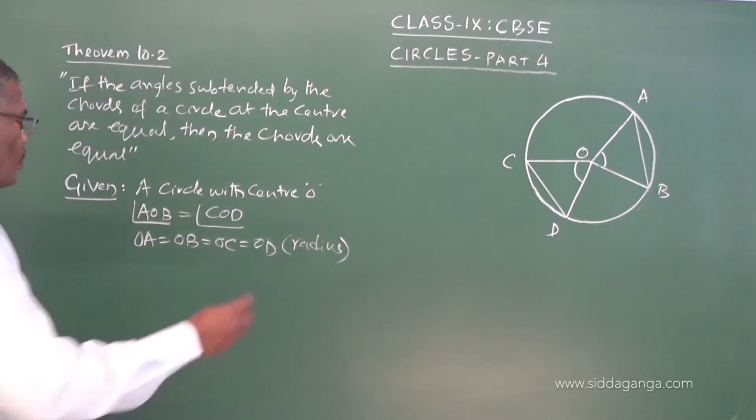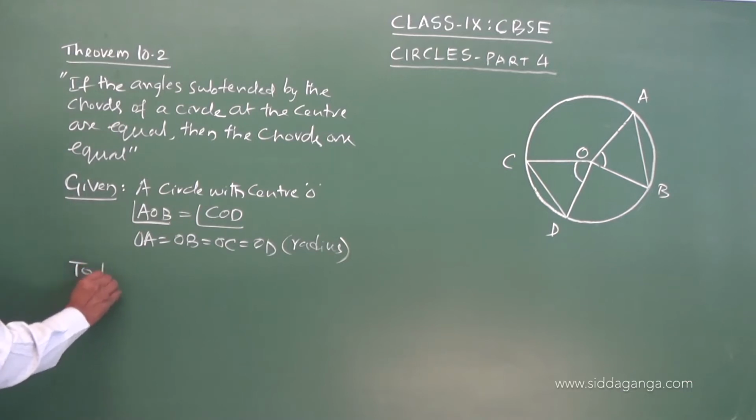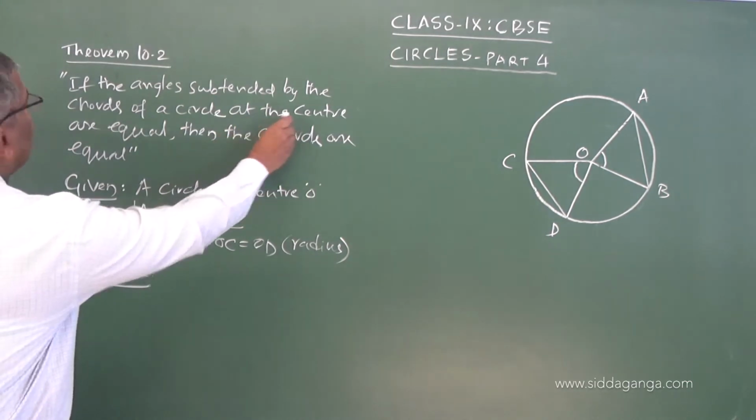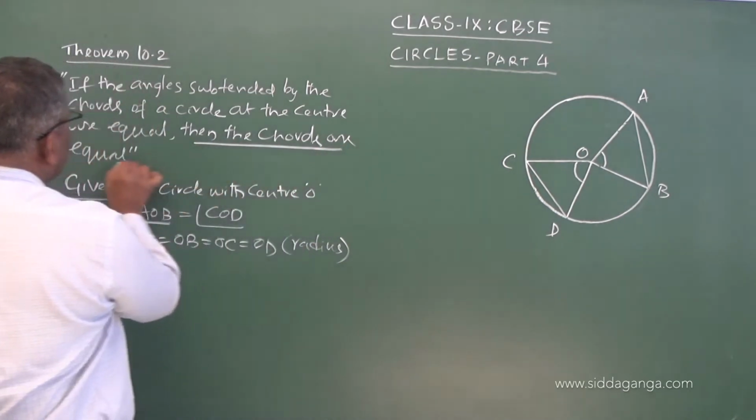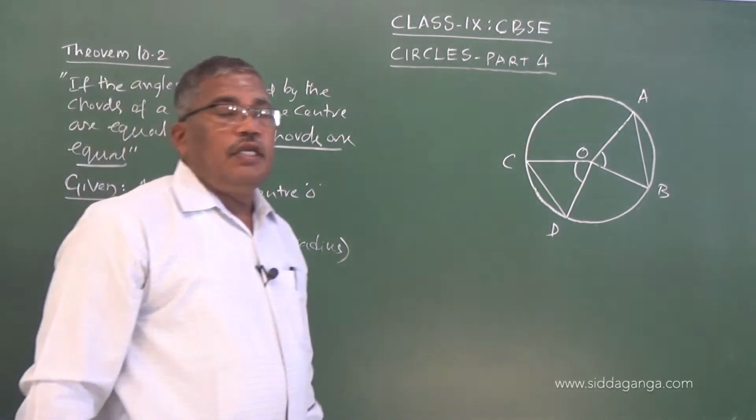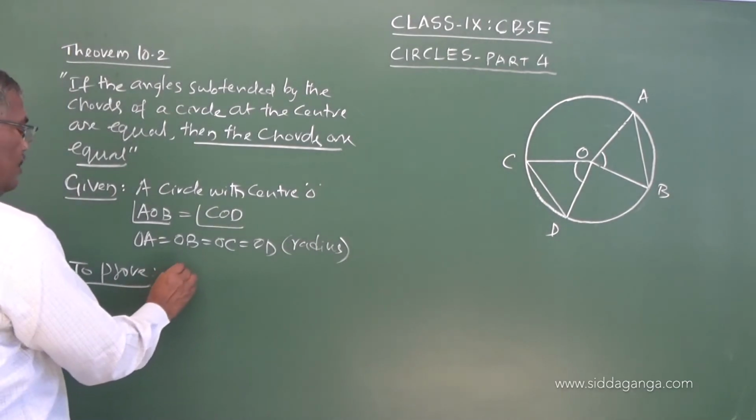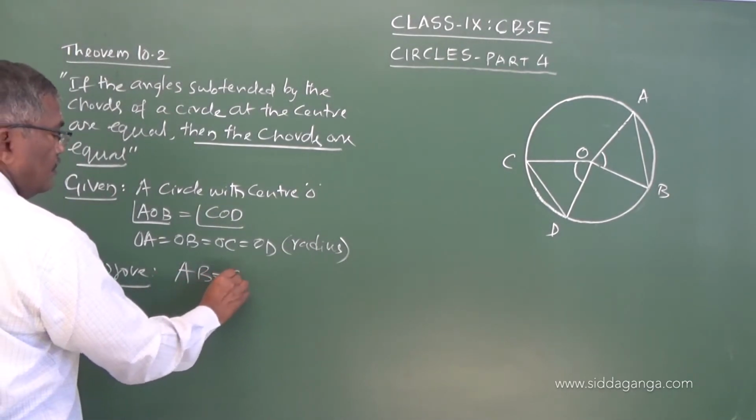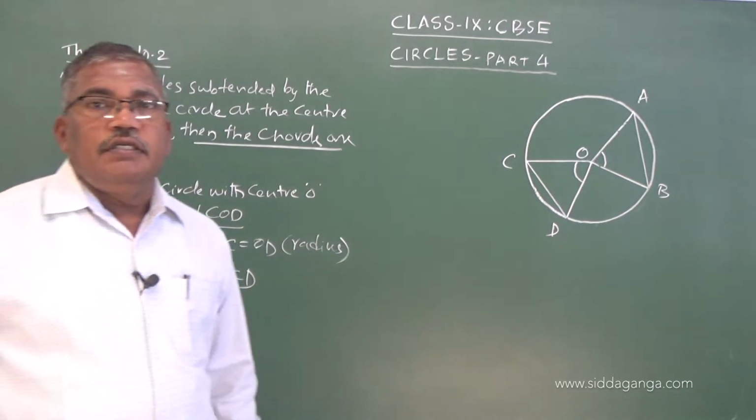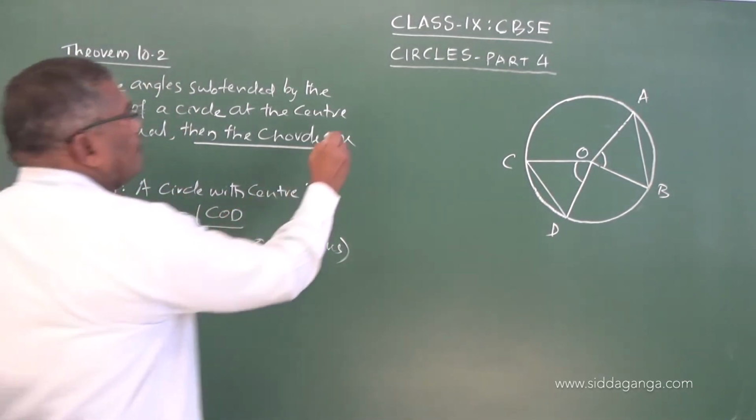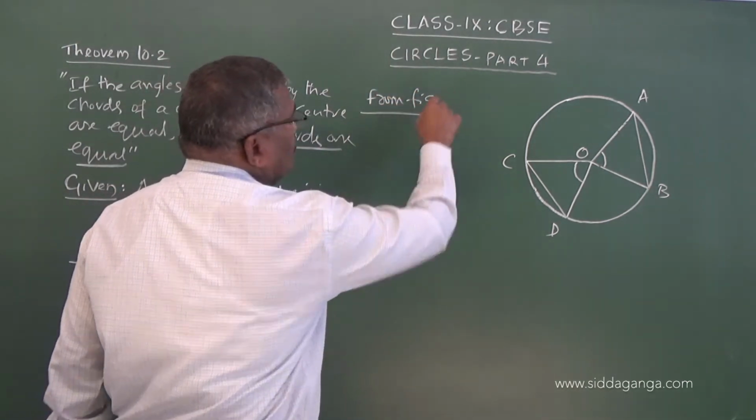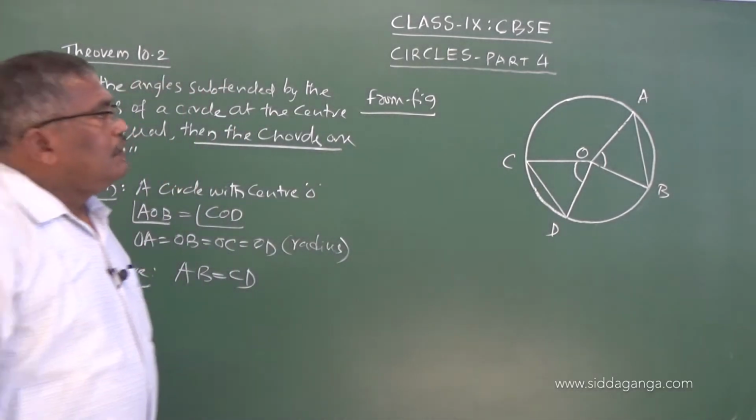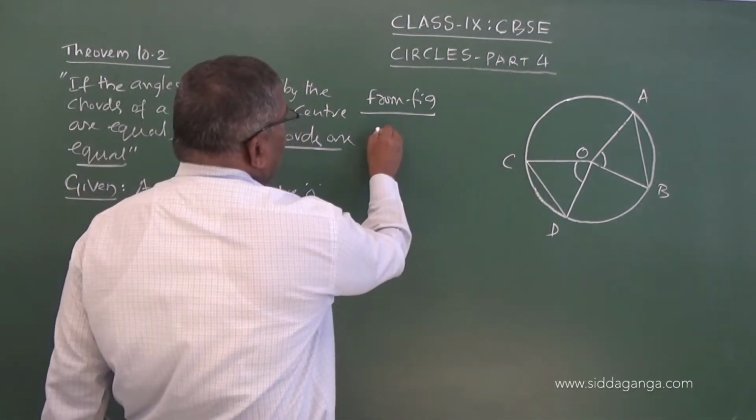Then what is to be proved? To prove: if the angles at the center are equal, then the chords are equal. This is the second part of the statement we have to prove. The chords are equal. To prove AB equals CD. Now from the figure, you concentrate on the figure now. So you observe these two triangles.